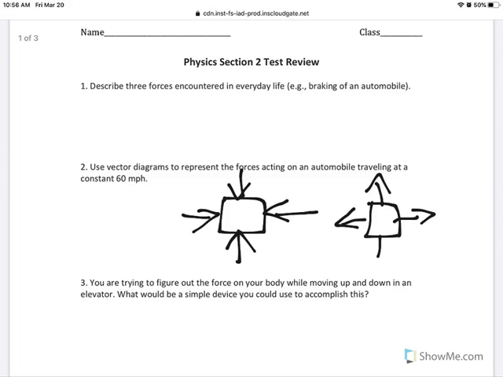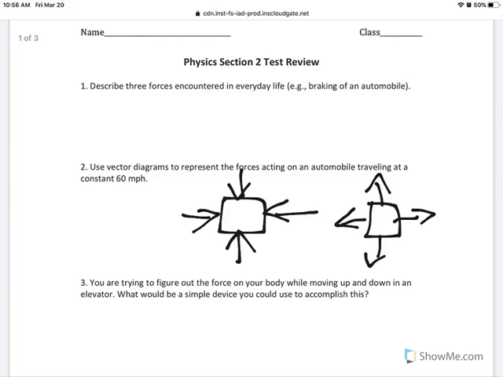Or actually, to draw them better, I should draw them like this. So for an automobile, I want you to try to think of real forces, though, not just draw arrows, but you get the idea. There's going to be forces acting in all directions, and they're going to be equal and opposite, because they're all going to equal 0, because it's traveling at a constant rate. It's not accelerating. Anything that's not accelerating has equal forces.